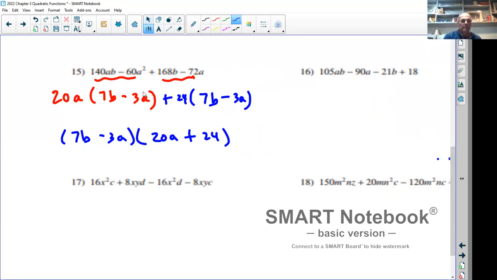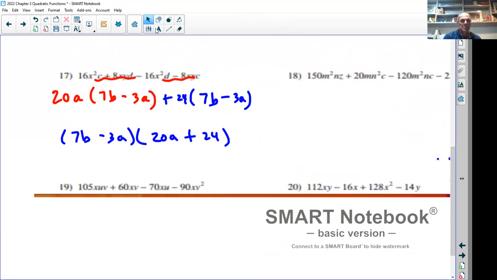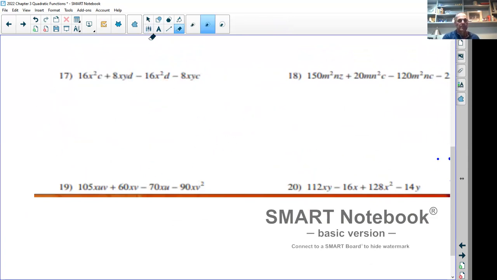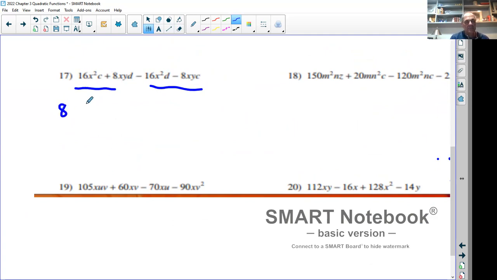Last one here. This one I'll try pairing the first two and then pairing a different combo. Let's see what happens. Pair the first two. 16 and 8, I can take out an 8. I can take out an X. And that's it, right? 16 divided by 8 is 2. Still have 1X and a C. You'll have a 1, Y, D.